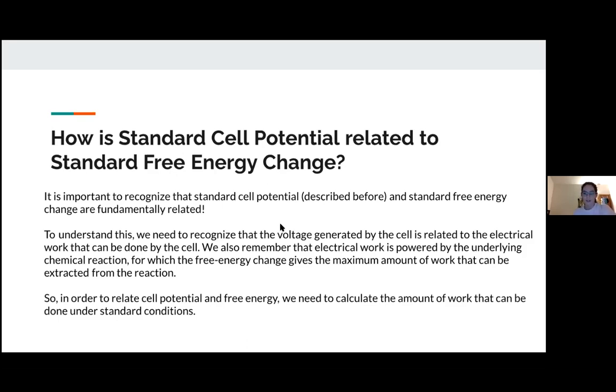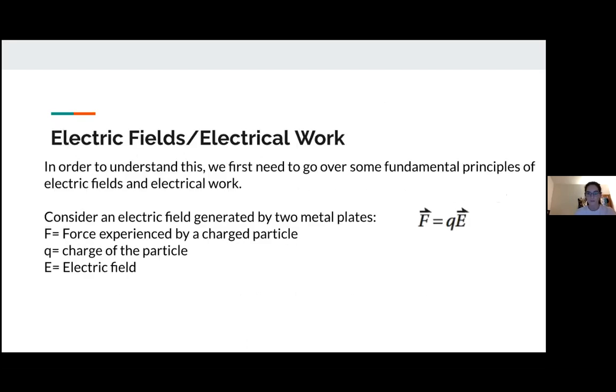So in order to relate cell potential and free energy, we need to first calculate the amount of work that can be done by the cell under standard conditions. So in order to understand this, we just need to briefly review electrical fields and electrical work. It's probably something that you would have learned in a physics class, but it's good to refresh on it before going further into this material. So consider an electric field generated by, for example, two metal plates. And then this is the equation for the force experienced by a charged particle within this electric field. So F is the force, Q is the charge of the particle, and E is the electric field.